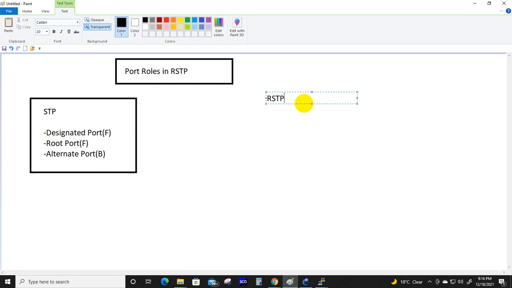Now in RSTP, what are the port roles? We have the designated port, which is always in forwarding state. We have the root port, which is always in forwarding state. And we have the alternate port and backup port. Both are always in blocking state.